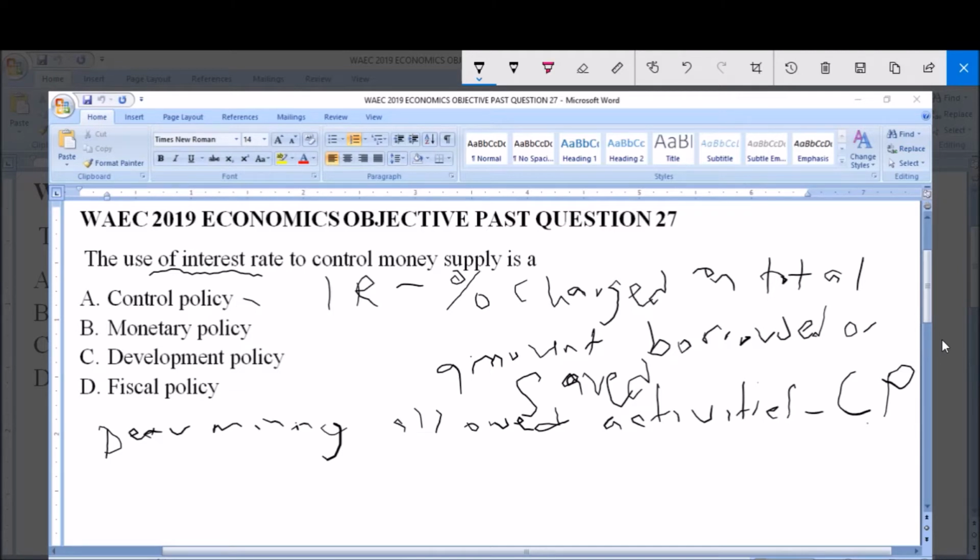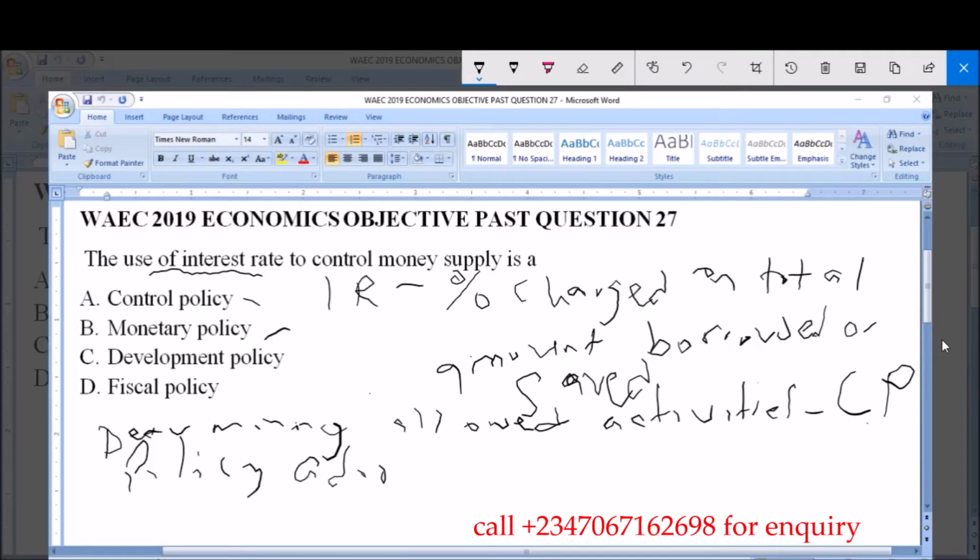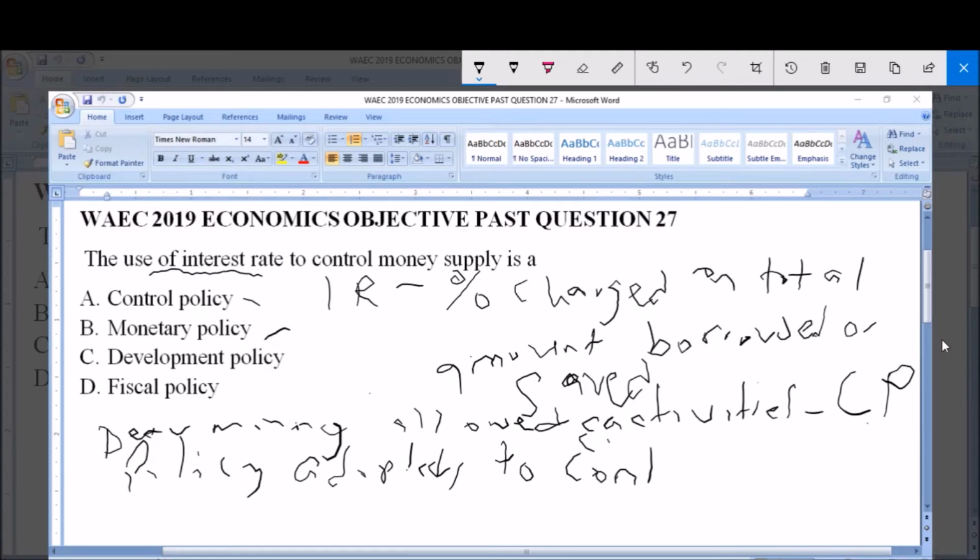Then monetary policy is basically the policy adopted by the authorities to control interest rates payable for a short period of time. So that is what monetary policy entails.